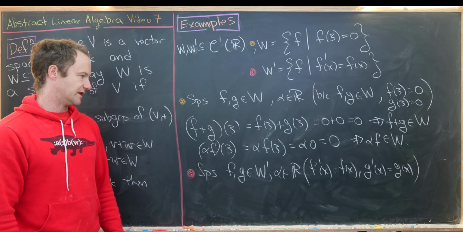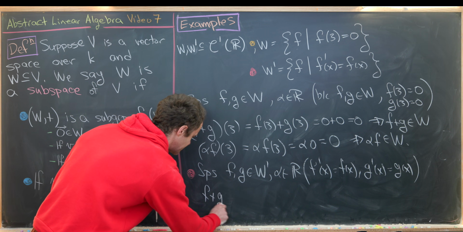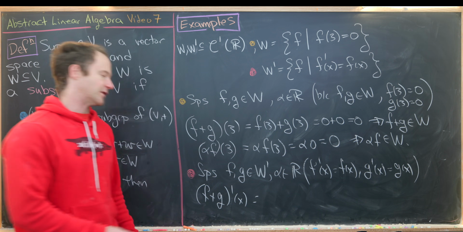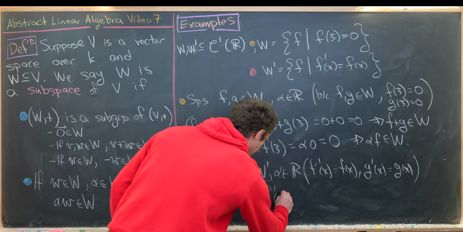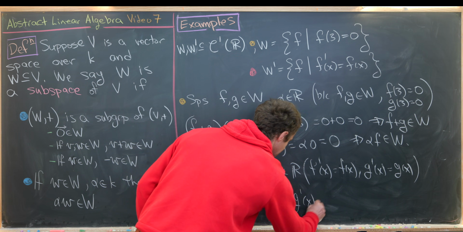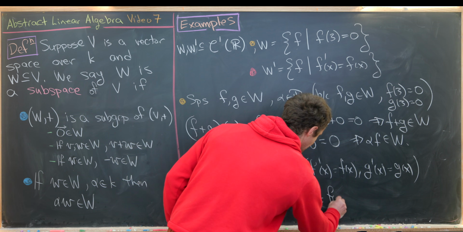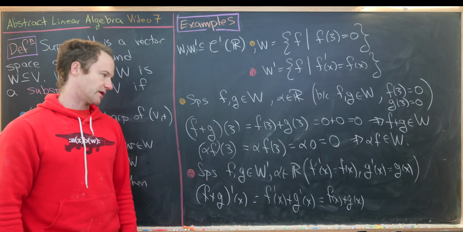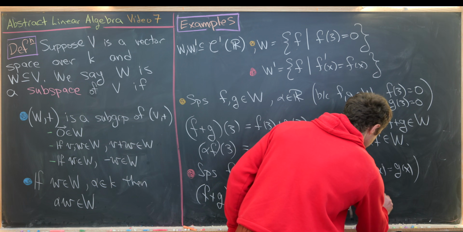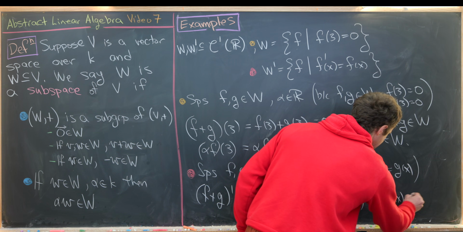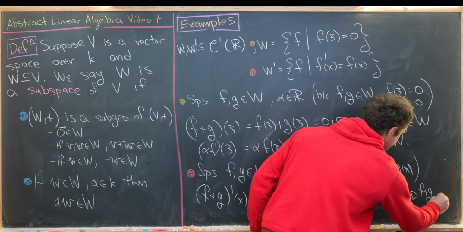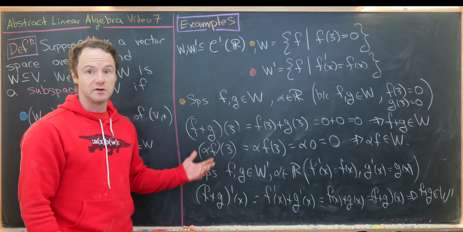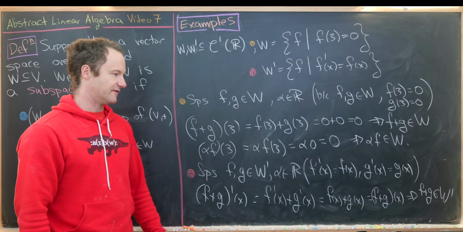You are your derivative. Now let's take (f plus g) prime of x, and notice by the sum rule for the derivative, we get f prime of x plus g prime of x, which is equal to f of x plus g of x, because it was given that f and g are in W prime. But that's exactly equal to (f plus g) of x, which is what we need for f plus g to be in W prime. So W prime is closed under vector addition, which is addition of functions.